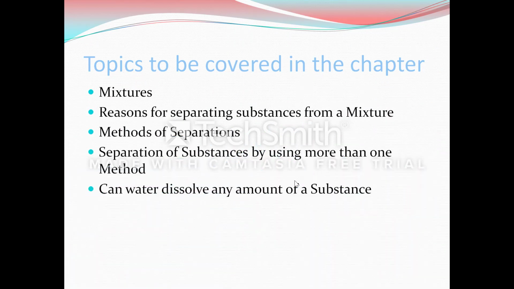By the end of the chapter, you will understand what is a mixture, what are the reasons for separating substances from a mixture, different methods of separation, separation of substances by using more than one method, and finally, can water dissolve any amount of a substance?